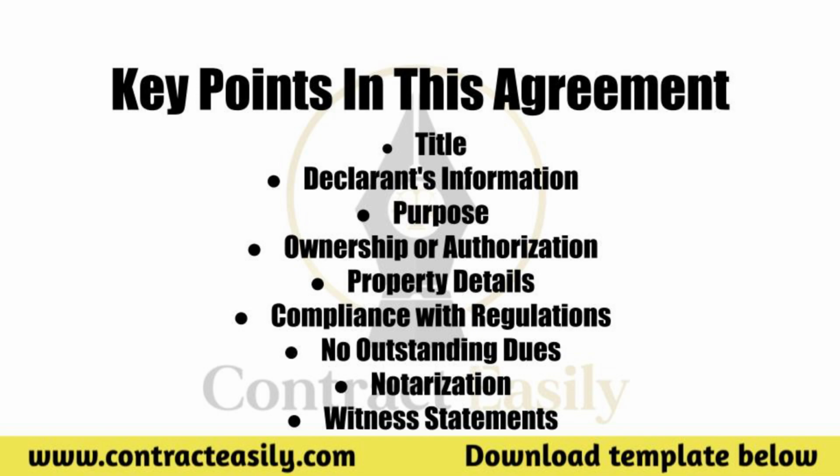Next, the property details clause is where we describe the property for which the electricity connection is sought, including its address, plot number, and any other identifying information. Next, the compliance with regulations clause is where we declare that the electrical installation in the property complies with safety and regulatory standards, and that any necessary approvals or permits have been obtained. Next, we certify that there are no outstanding electricity bills or dues for the property, if applicable. And then sign the affidavit in the presence of a notary public, who will also sign and seal the document. Lastly, witness statements, which include statements from witnesses, if required by local regulations, confirming the accuracy of the information provided.